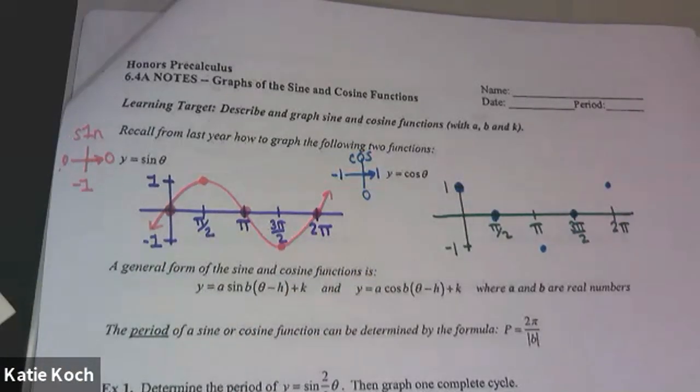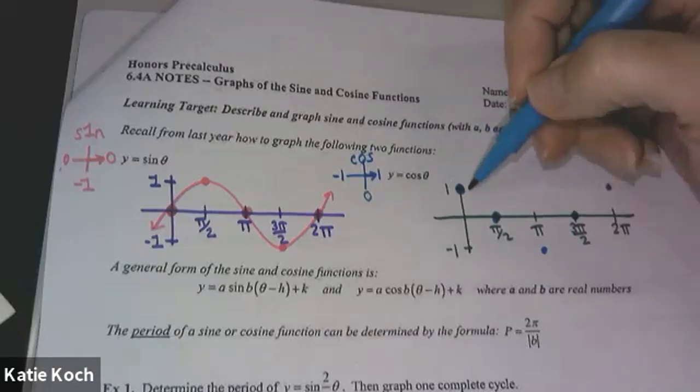Somebody said cosine looks like a cup, but be careful, be careful. You don't want to go any higher than 1 and be really picky.